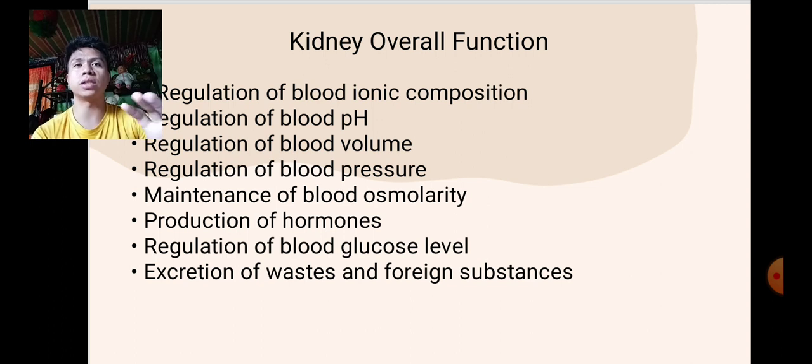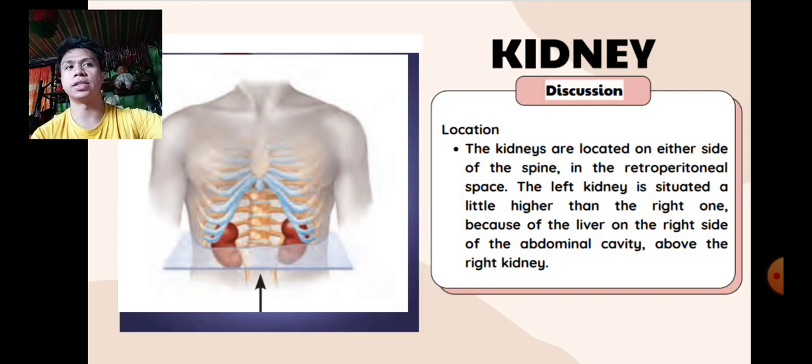Some waste excreted in urine results from metabolic reactions in the body. This includes ammonia and urea from the deamination of amino acids, and bilirubin. Okay, next slide. So we have here the kidney. Let's discuss the kidney.